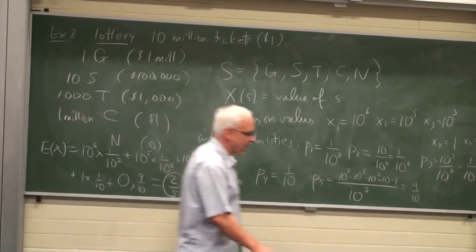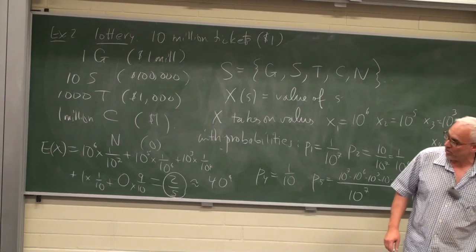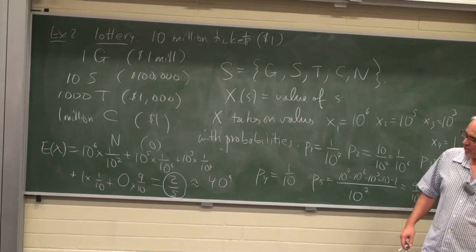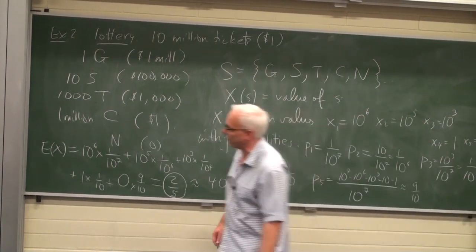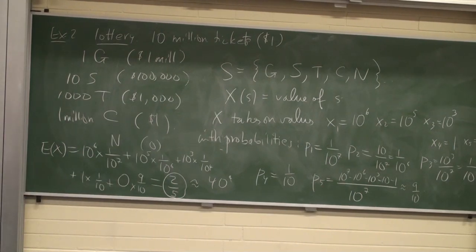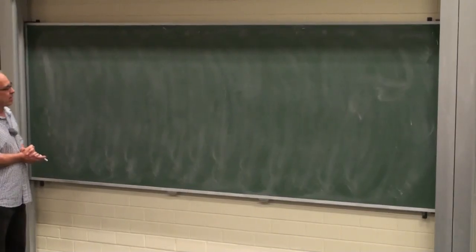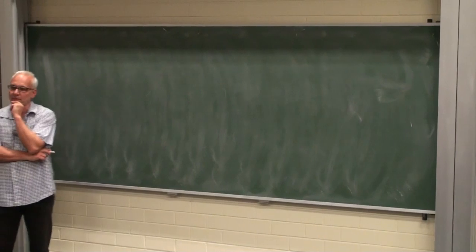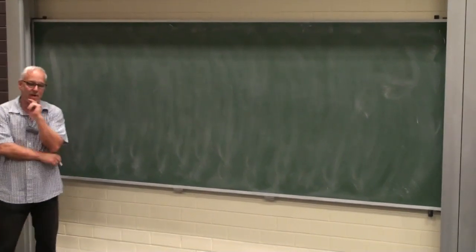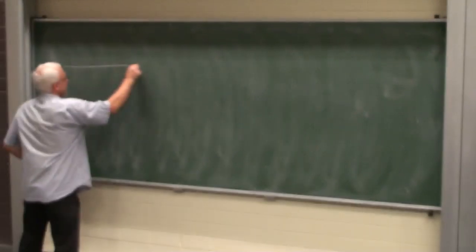All right, so that's expected value. What about the other two? Well, there's really only one main concept. That's the variance. Maybe I'll say one more thing about expected value. There's another way of thinking about it.